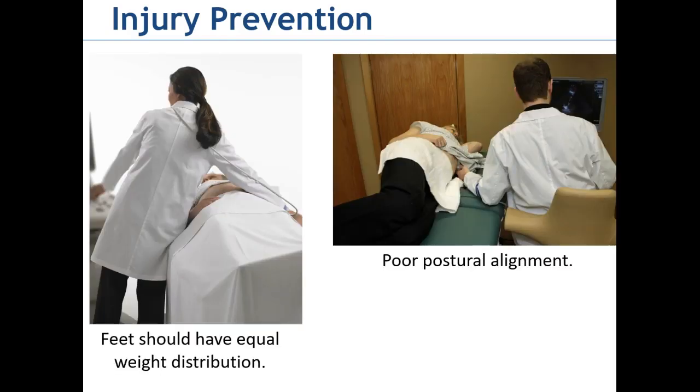So here are a few examples of what not to do for injury prevention. A picture of one of the technologists standing and leaning over the patient to scan the lateral side of the patient is not a good practice. And then there's another one where you see a technologist in the chair, sitting up straight, leaning over to scan that patient.